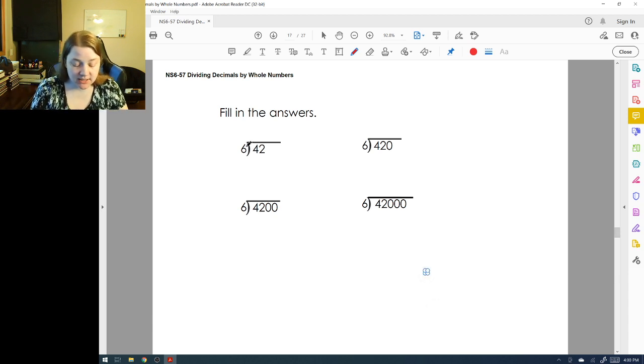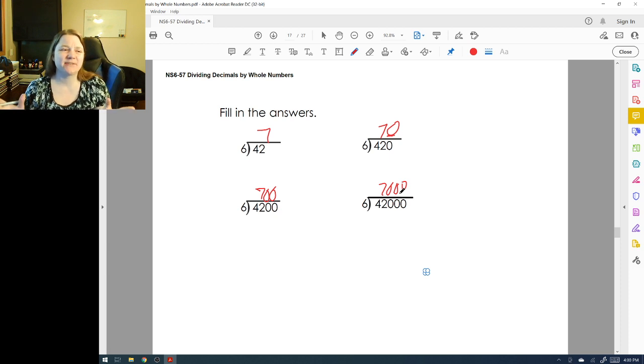For example, 6 goes into 42 7 times, nothing changes there. 6 goes into 420, well 6 goes into 42 7 times, but I still need to put a number here. So that answer would be 70. 6 goes into 42 7 times, and then there's 2 zeros after. So I put those 2 zeros in. And the same thing right here. So if you see an excessive amount of zeros or blank spaces, you're probably going to have some zeros in your answer.